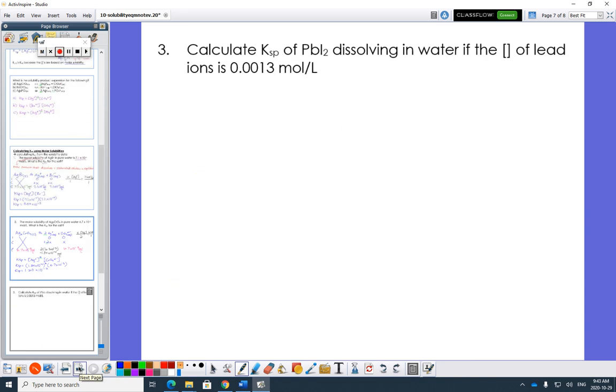So this time it says calculate the KSP of lead iodide dissolving in water if the concentration of lead ions. It doesn't talk about molar solubility. It talks about what the concentration is. Same thing. There's 1 lead ion and there are 2 iodide ions.